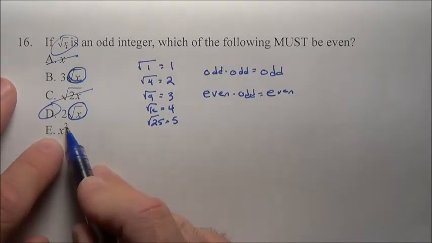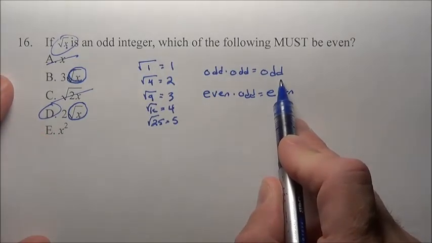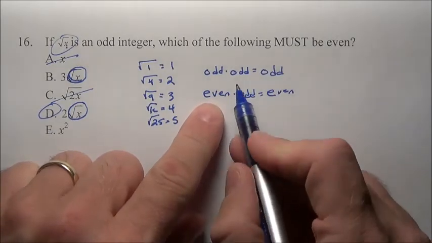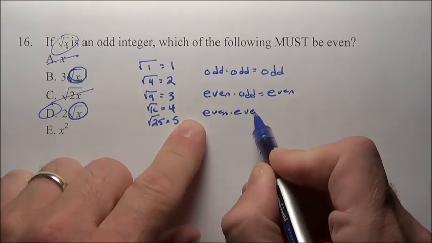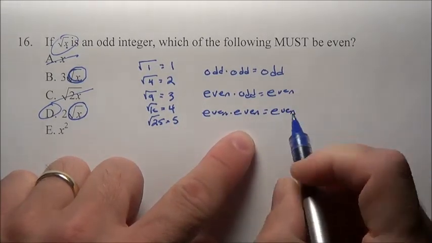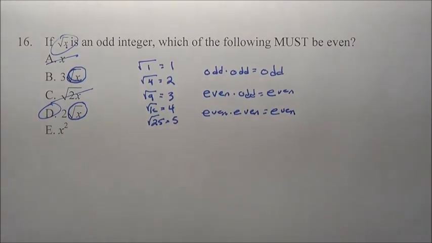Down here, notice an odd squared is simply an odd times an odd again, which is going to be an odd answer. So the answer to number 16 is D. You need to know these rules. The one other thing, you can think it through: an even times an even number, like 2 times 2, you're going to get even. The only time you're going to get an odd is if both of them are odd when you're multiplying. There's problem 16.